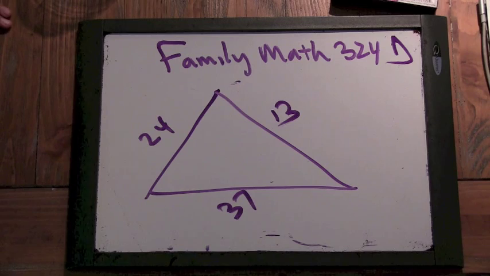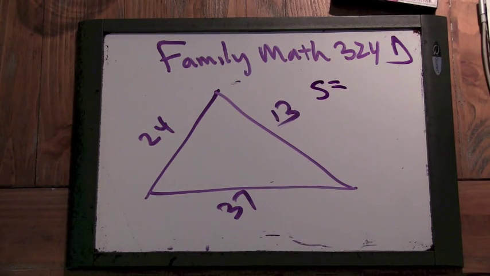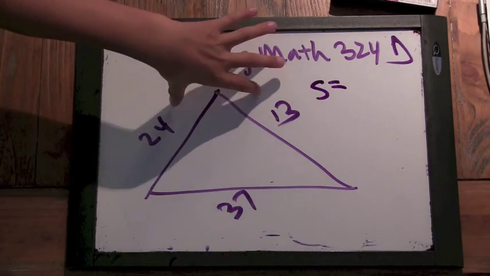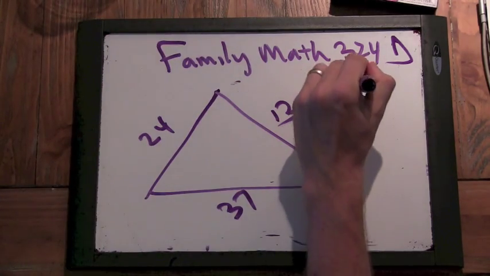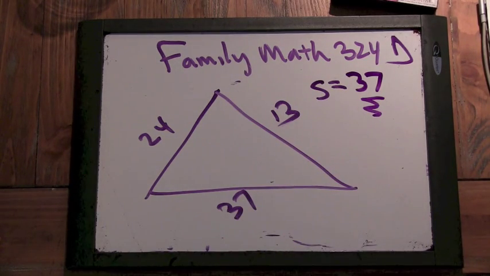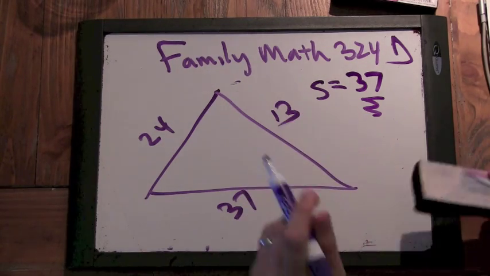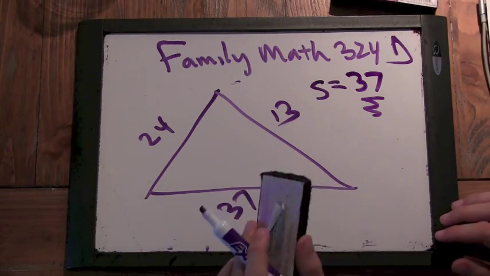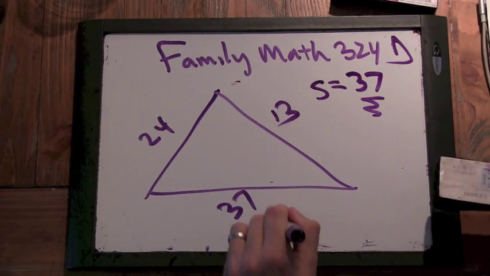So S, let's see. Isn't it 30? Yeah, 37. How come? 37 here, 37 here. So S is 37. So we have the area. I need more room to write here. Put the 37 on the inside, maybe. Yeah, let's write it down here.